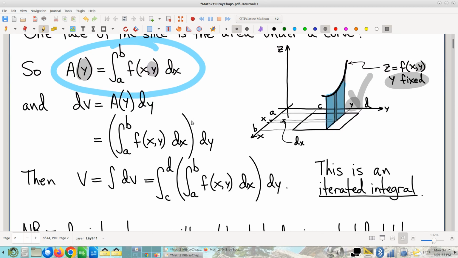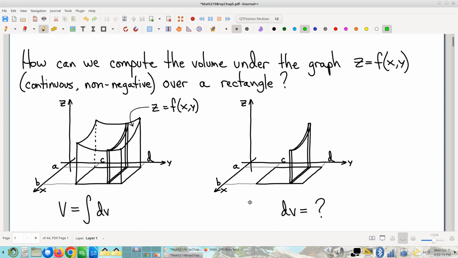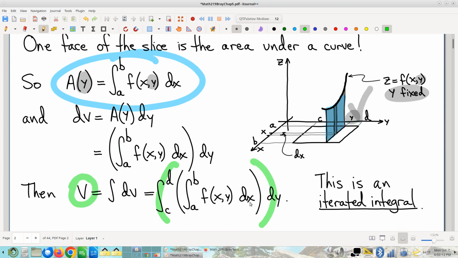So it's kind of all over with the shouting at this point. We wanted to compute the volume. Well, the volume was an integral. The volume is an integral. The integrand is the cross-sectional area. So our integrand is that cross-sectional area. And it's a little bit weird, but nevertheless, the answer to our question, volume, is an integral of an integral. And this is called an iterated integral.